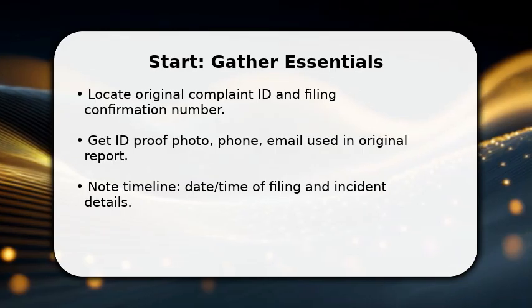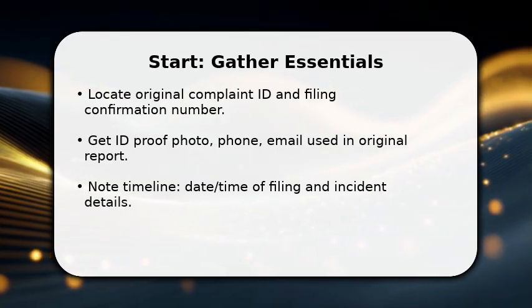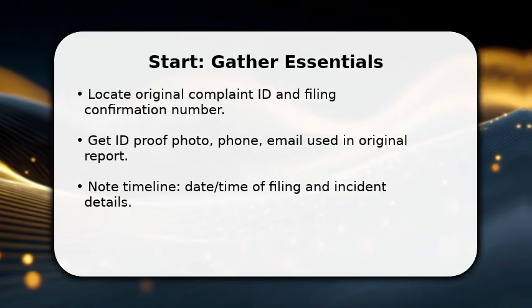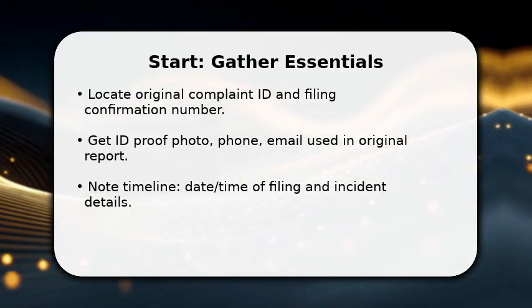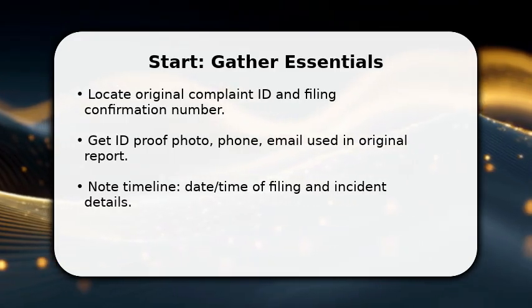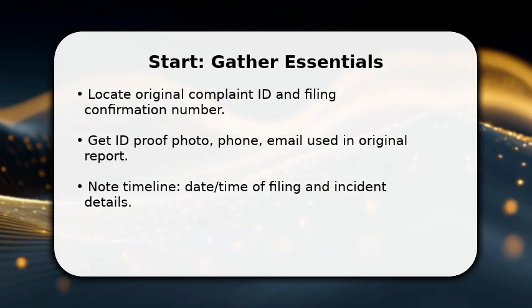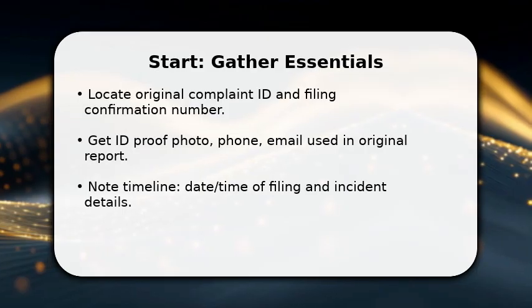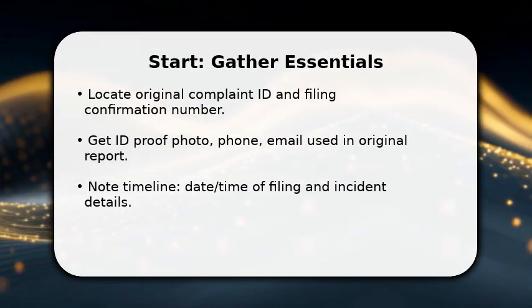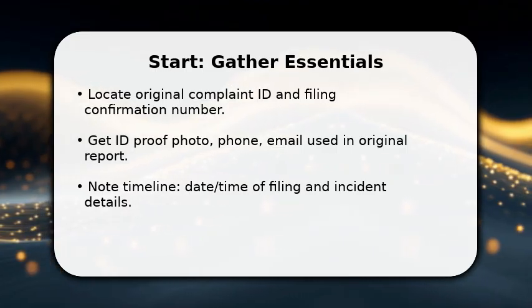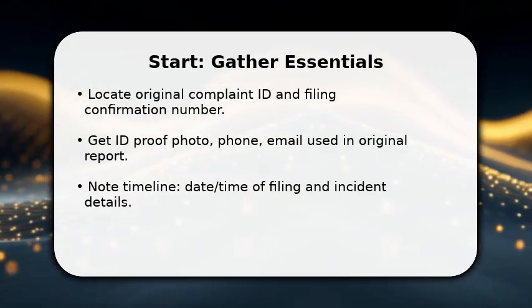Enjoy the video. You begin by collecting the basics. Pull the complaint ID and filing confirmation immediately because you will need them to identify the case. Make sure your government ID and the email or phone used in the original report are ready. This speeds verification. Once done, open the reporting portal or app and sign in with the same account. This prevents mismatches and lets you reach the cancellation option without backtracking through unrelated menus.